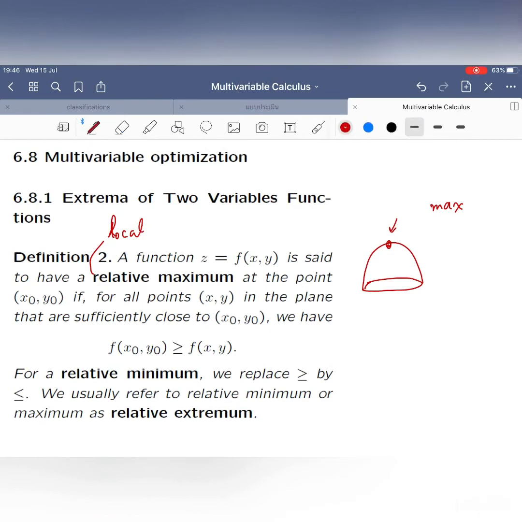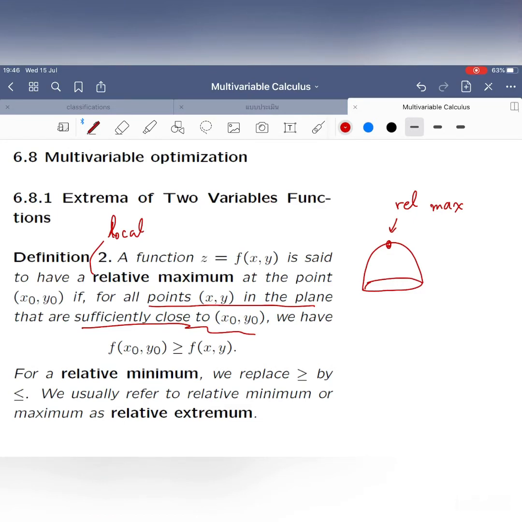And again, as you can remember from your single variable calculus, a relative maximum can happen at several places. So that's why we just look at all the points that are close to this one, not the whole domain.